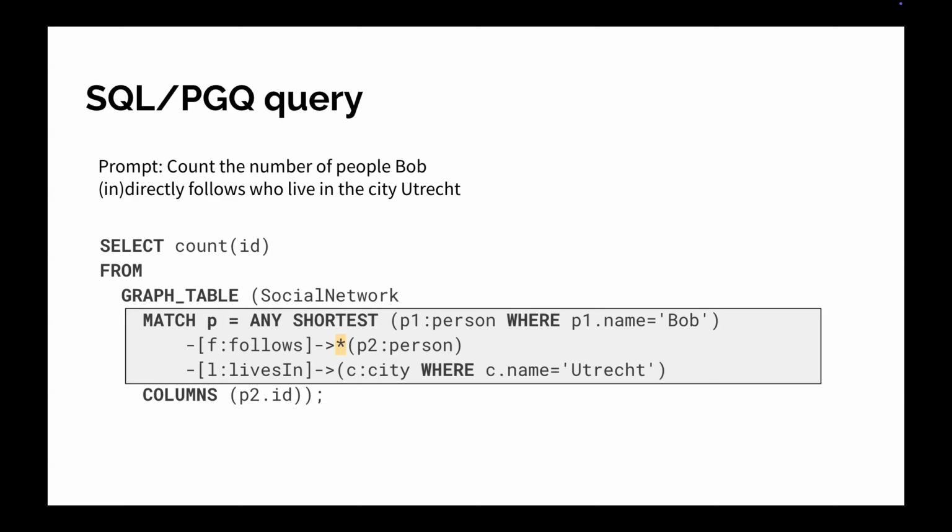And also Oscar mentioned this, the Kleene star could potentially lead to infinite results or non-termination. So I have to define this ANY SHORTEST, so I don't have infinite results. All right, then there's this COLUMNS clause where we project this P2 ID column. And then outside of the MATCH statement, we can do an aggregation to count the number of IDs or people.